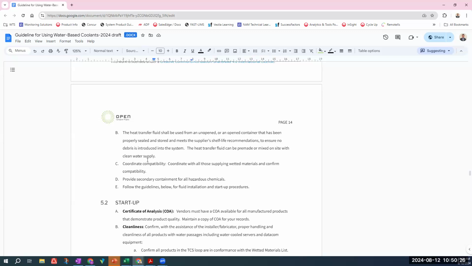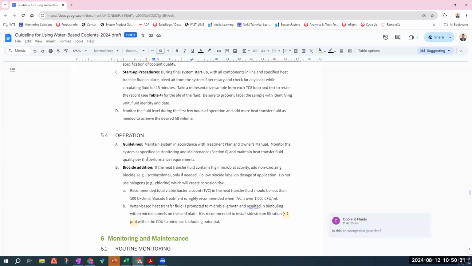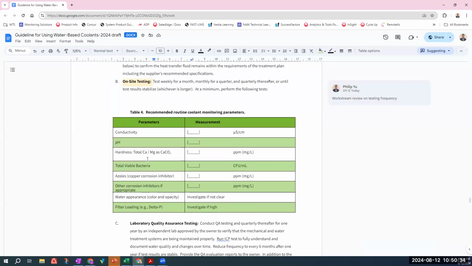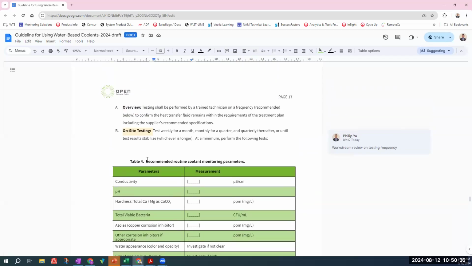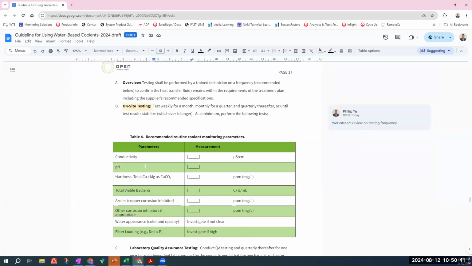So the next action item I have is on-site testing frequency. Once you start running the system, we recommend that the system should be tested weekly, right at the startup, for a month. And after that, we can have a monthly test. And if there's no issue with the coolant quality, then you can extend the testing frequency to quarterly.